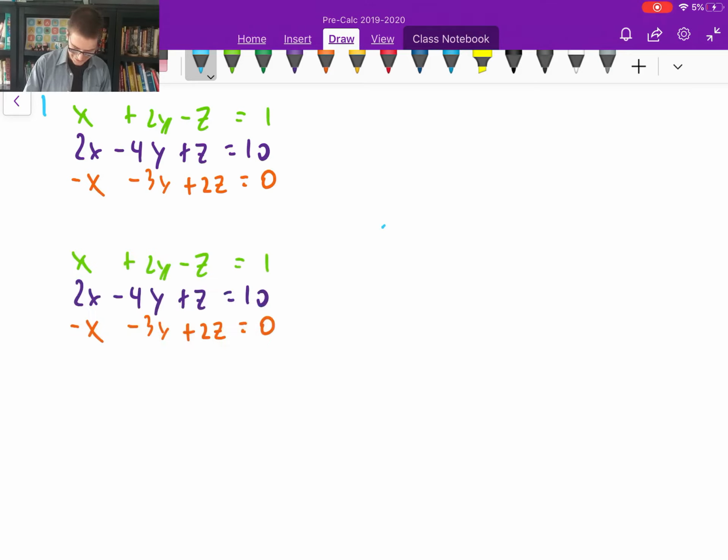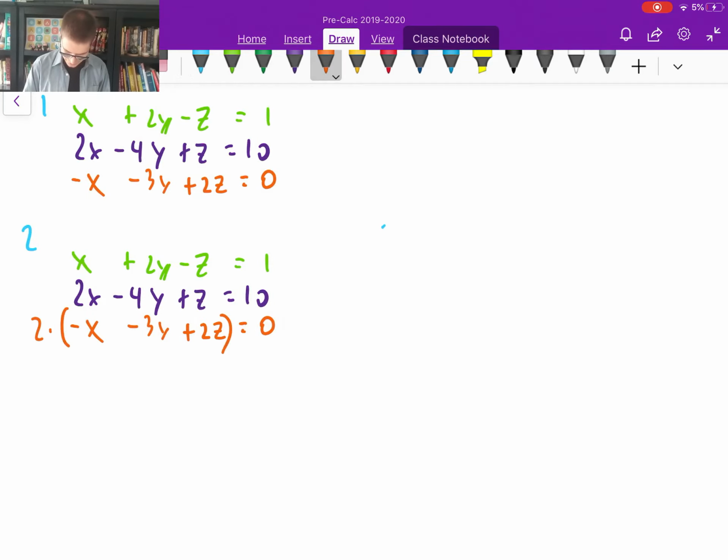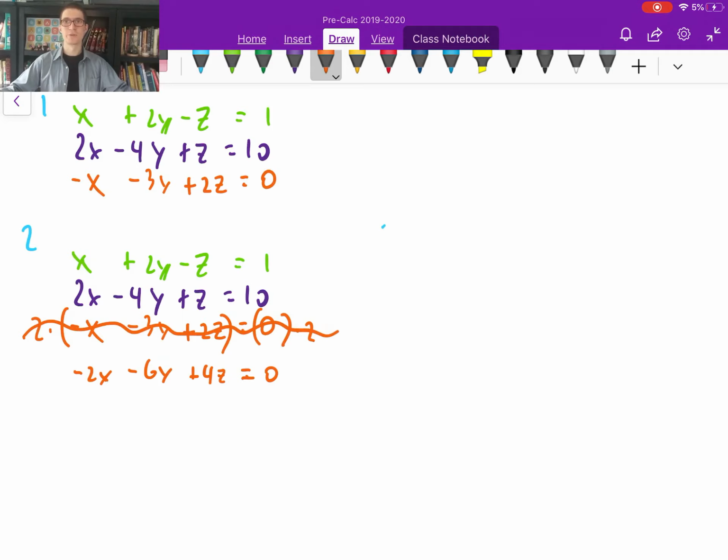There we go. And I can multiply both sides of the equation, this equation, by 2. 2 times this, 2 times that. I can do that. That's essentially all it's saying. And so that'll give me negative 2x minus 6y plus 4z equals 0 times 2 is 0. And so we can do that, and then we can cross out this side and say, okay, well now this is the new orange equation. That's a totally valid move.